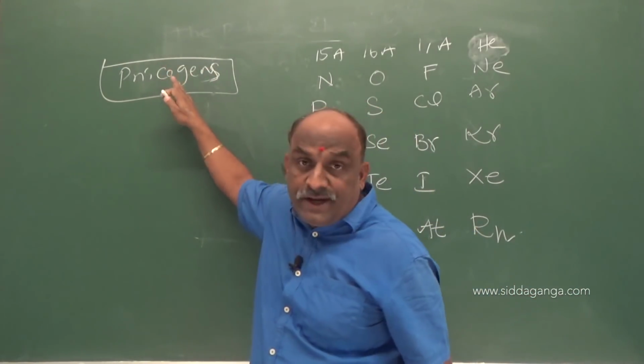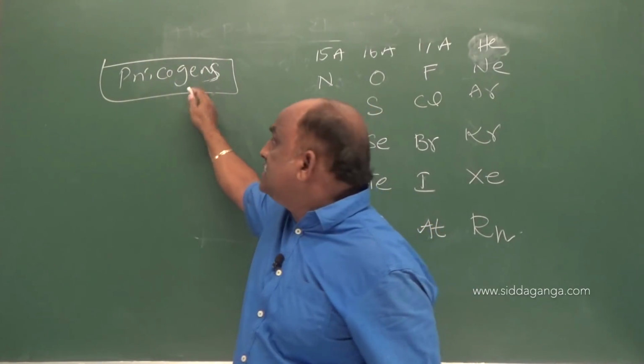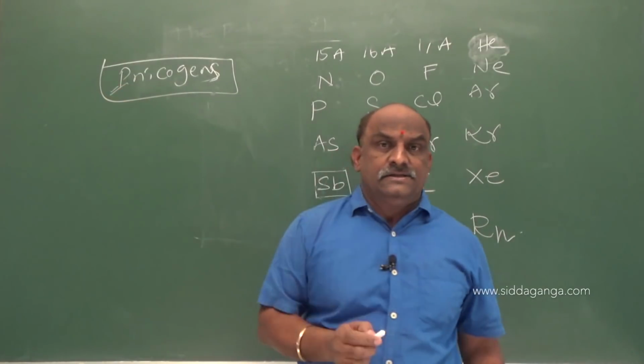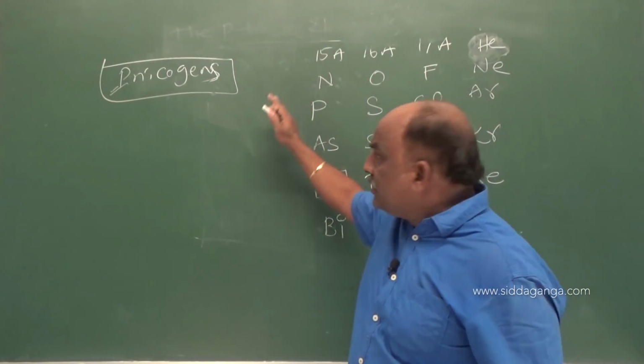Suffocating in nature, due to that these are called pnictogens. Here P will be silent. So 15th group elements are also called pnictogens.